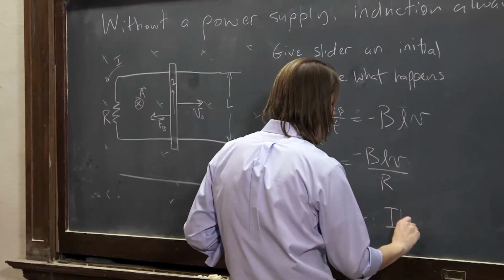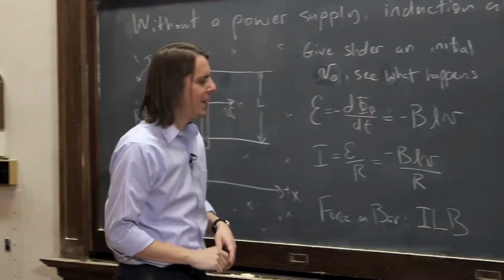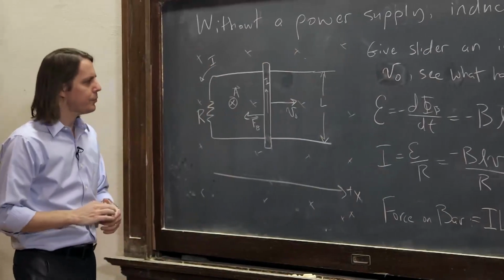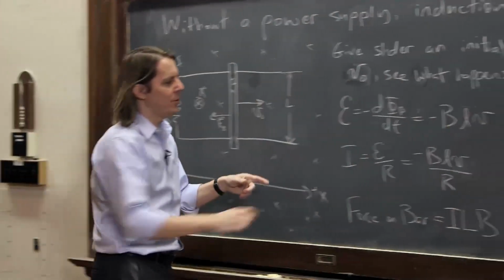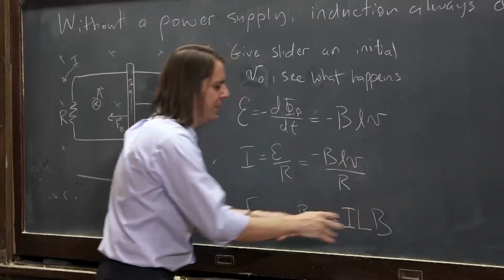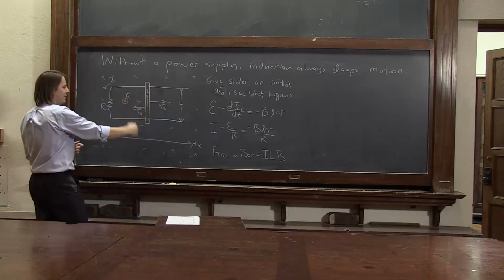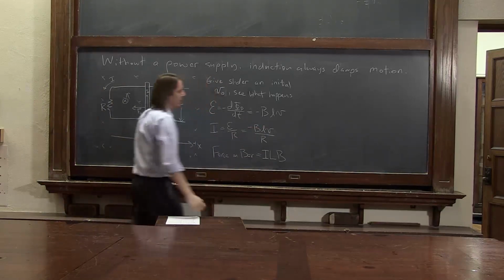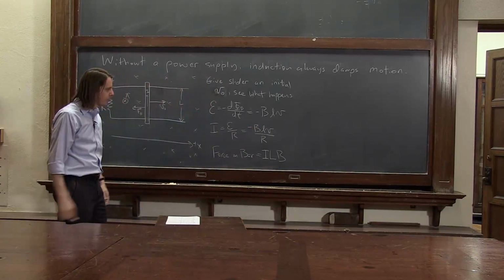Since everything's at 90 degrees, we just worry about magnitudes. Force on bar is ILB. Now the current is negative, but when we go plugging it in here, that will make it negative. Okay, so you know that the force is in the negative x direction. It should come out negative, and it will, because this negative value goes in here, the force will come out negative. So that part's okay.